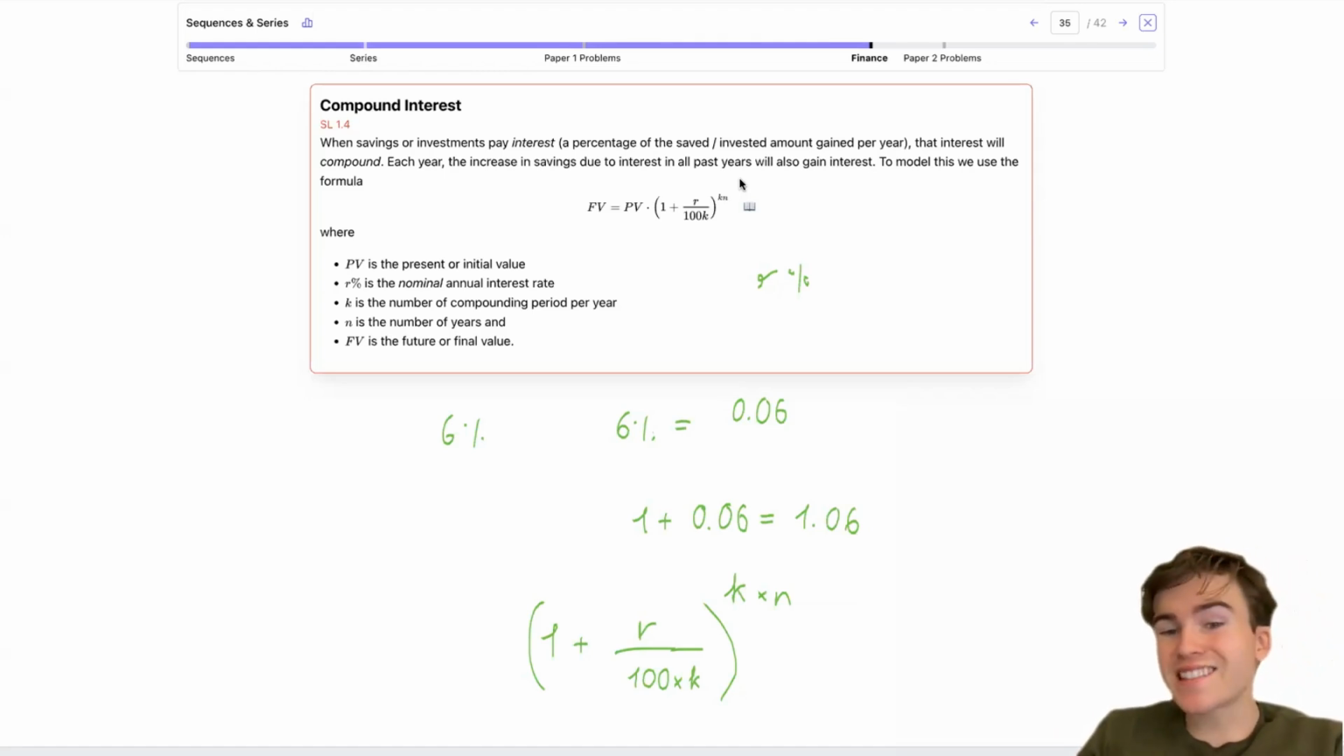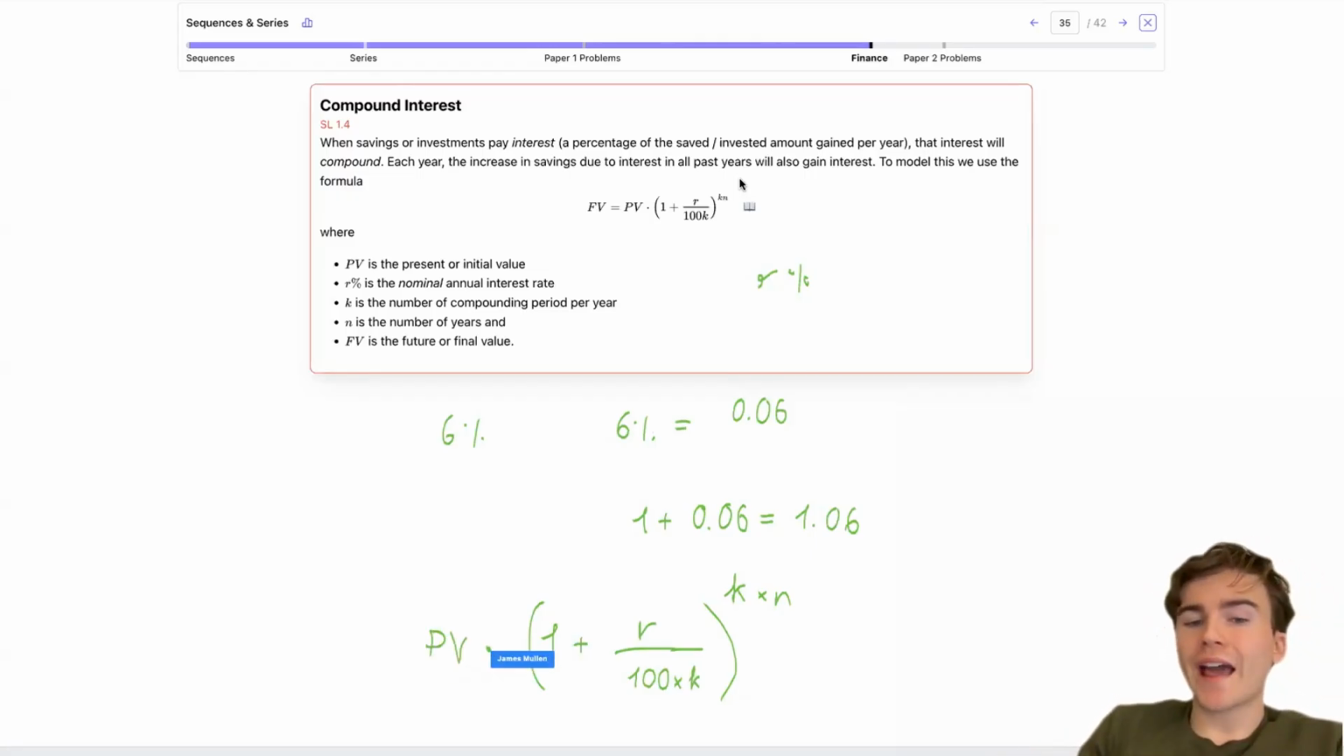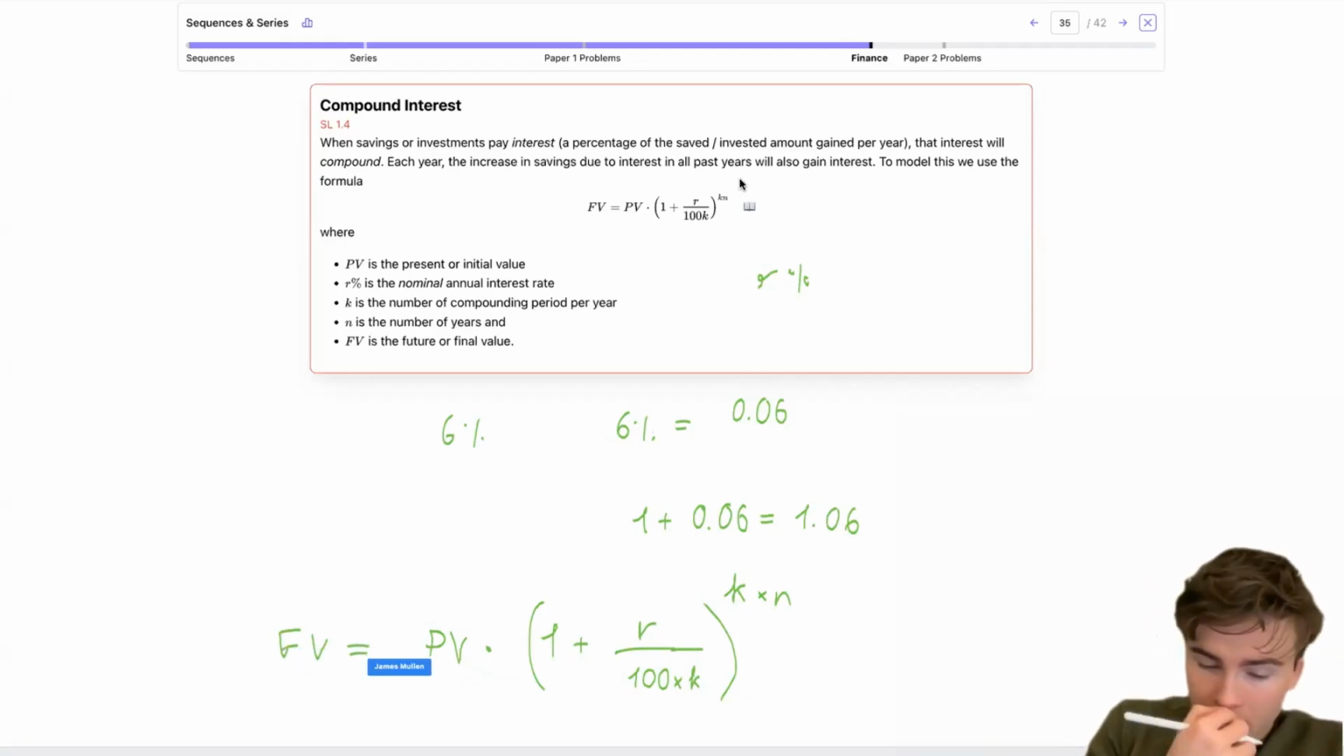right? And this is the multiple that you're going to earn over n years. So the multiple means it multiplies what I had for my starting value, and that is going to be my future value, okay?